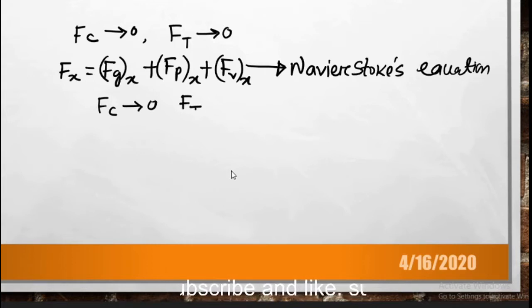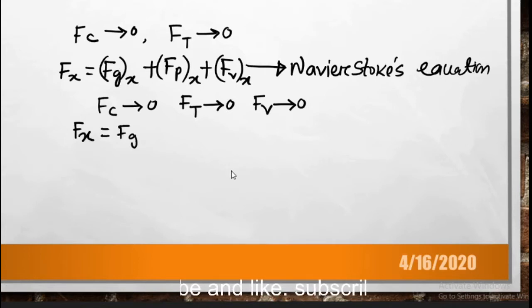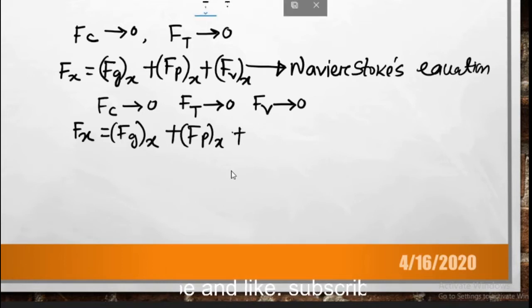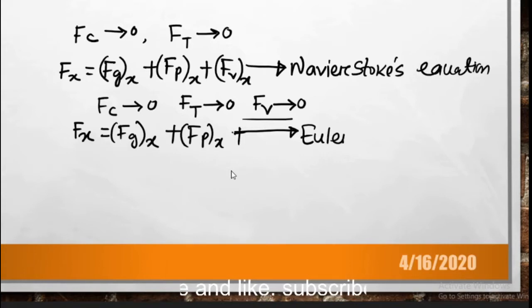Force due to compressibility has already been neglected, and force due to turbulence also has been neglected. Now if you neglect the viscous force, and write down the net force in x direction, that is the force due to gravity in x direction plus the force due to pressure in x direction. Already you have ignored the viscous force. If this is the set of forces acting on a fluid mass, this equation is generally called Euler's equation.